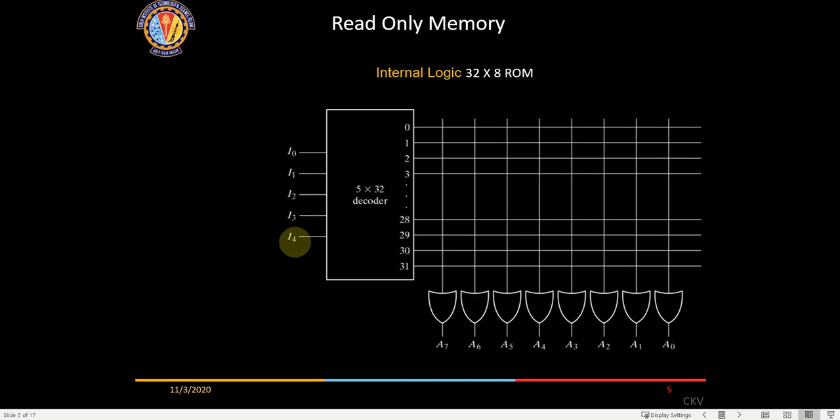So if I have to address some other line, say the 28th line address, what is the data which I need? I am going to read this data A0 to A7.